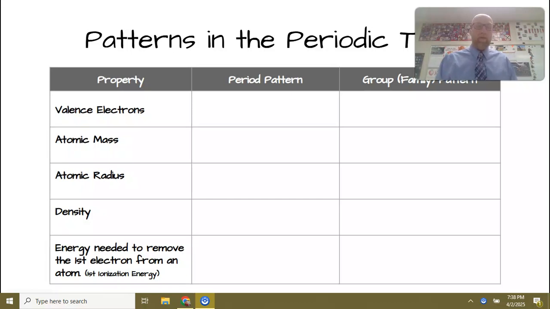All right, guys, we left off talking about patterns in the periodic table, and on the back side of your coloring page, there's a table that looks a lot like this one there for you to fill out as we go through a couple of these here. I'm going to try and get through this quickly, but not race through it.